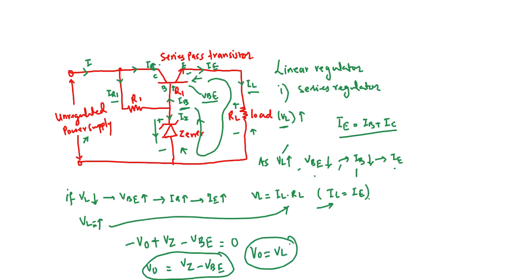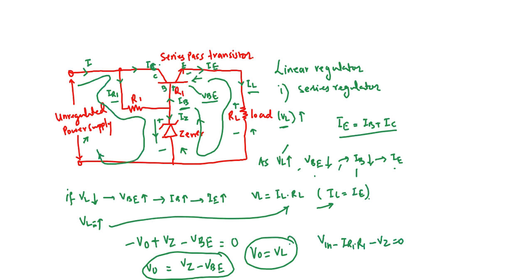Other current equations can also be made. For example, you can apply KVL in this loop for the input side. So here you have Vin minus IR1 into R1 minus VZ is equal to 0. While designing this circuit, you can use this equation. So we have seen how the series voltage regulator works here, and how the circuit functions and automatically regulates the output voltage.